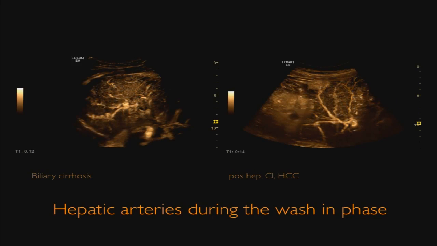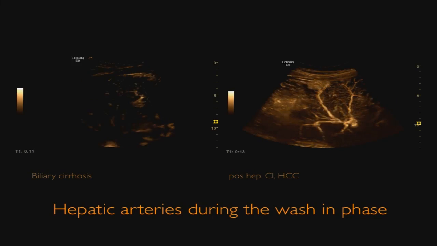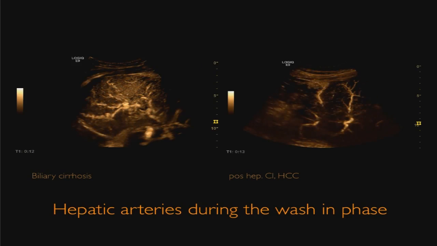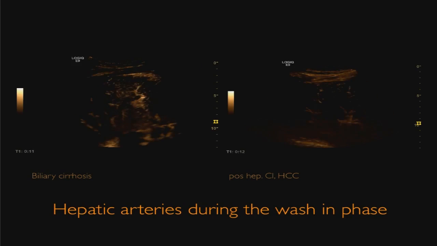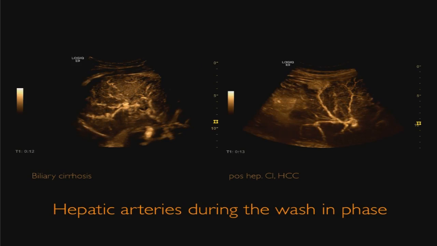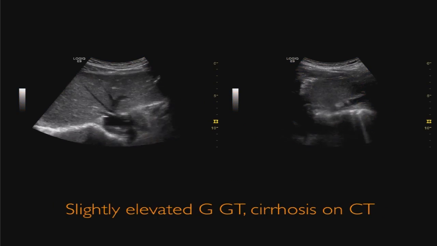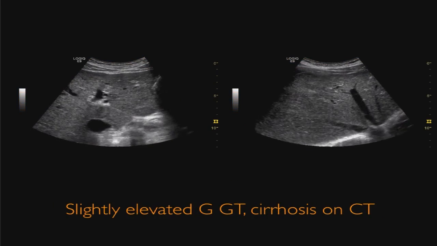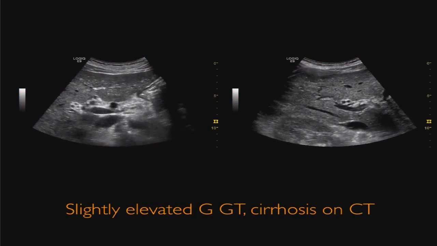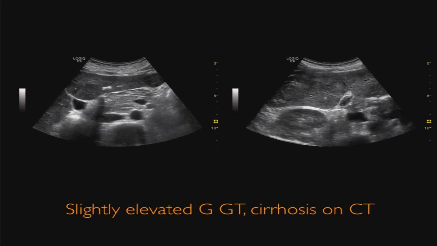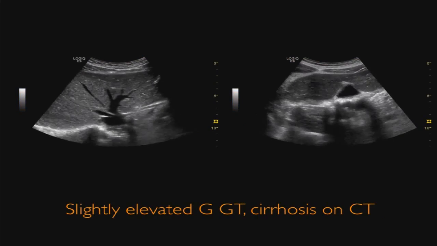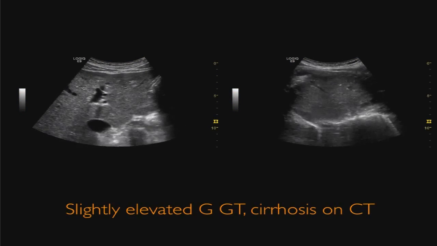This is a patient who had hepatitis and developed cirrhosis, and this is an HCC not seen on CT. This is a patient who was referred to my lab because of elevated liver tests, but on CT a cirrhosis was diagnosed.